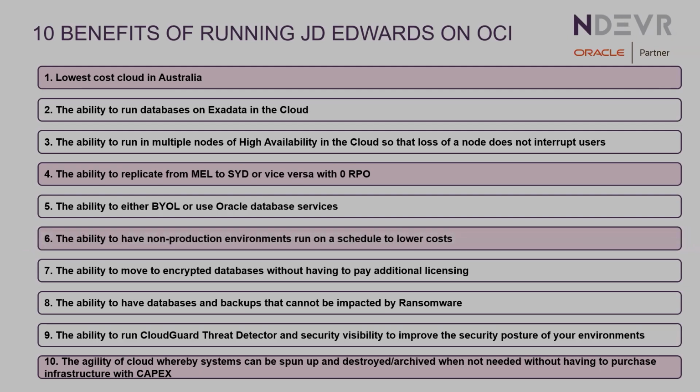Keeping the costs low, the ability to have non-production environments run on a schedule means that you can have your non-production environments running only during business hours, for example, during core business hours. And you can always fire it up if you need after hours, just for that short period, but, you know, keep the costs down on a regular basis.